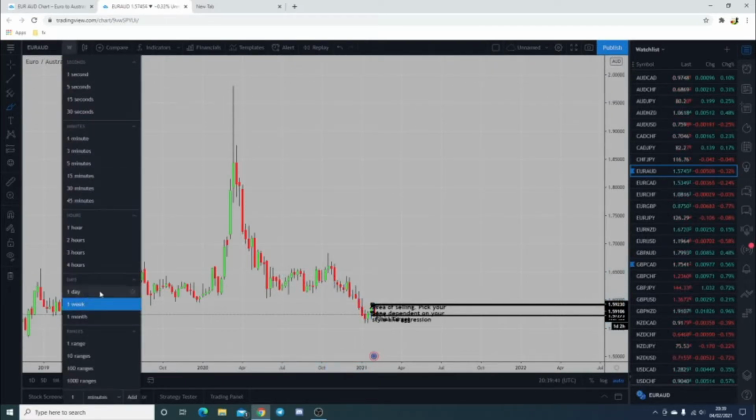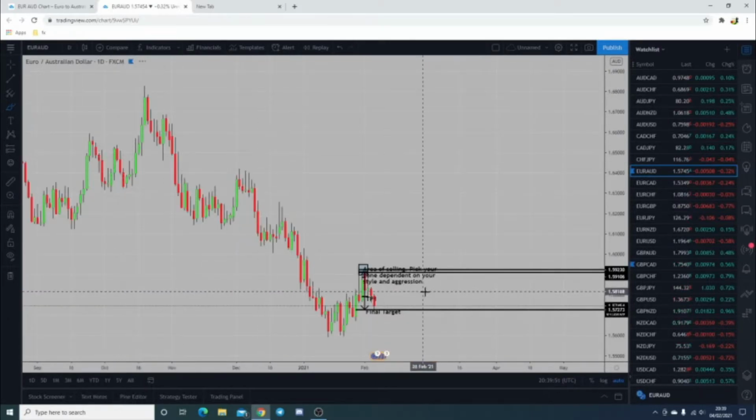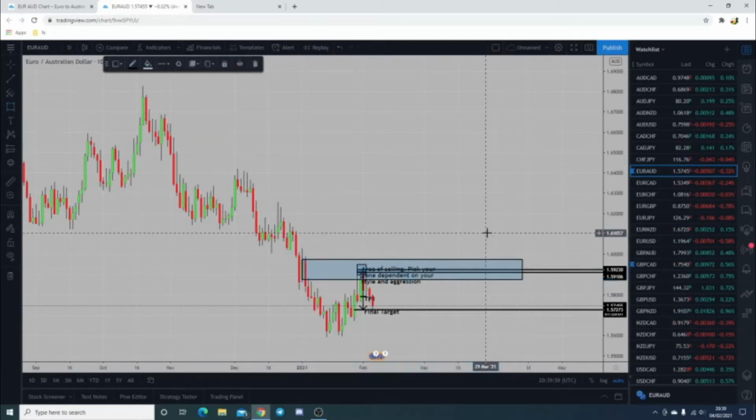So that's our bias on the weekly. It's just simple impulse correction, impulse correction, impulse correction. And we expected at this level to be another impulse downwards. Daily, once again, see why this was really good is you had your daily supply up in here as well.